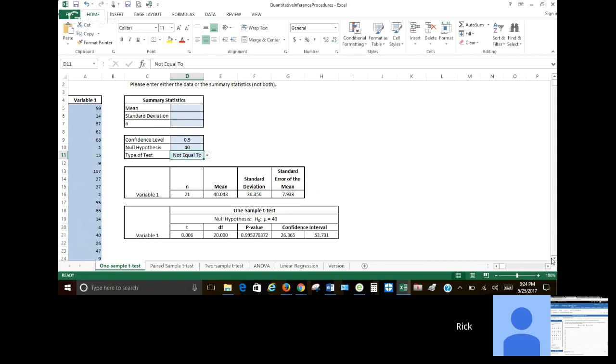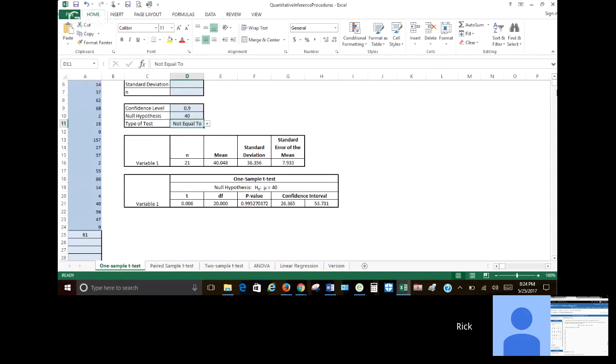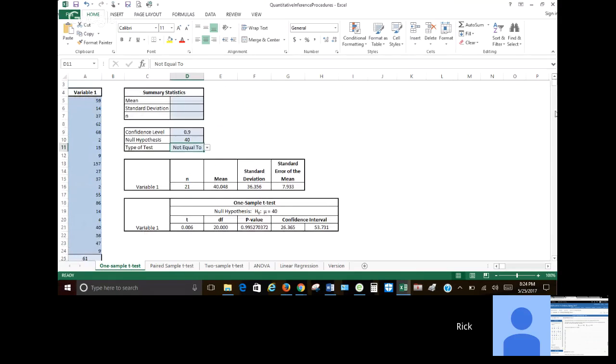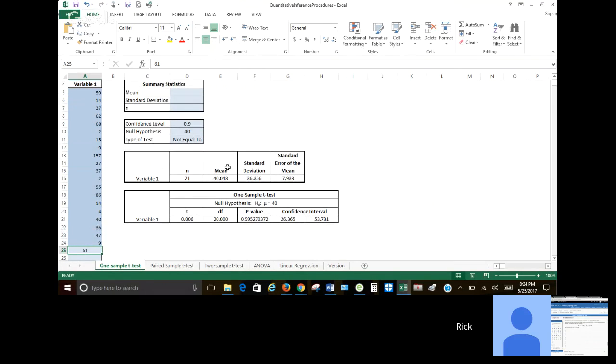Did you say 24 sample size? Oh, hold on, you're right. It's because that starts at 5. Yeah, it's 21. Okay. So the p-value I got from it is 0.995. Oh wait, I have to change my null hypothesis.